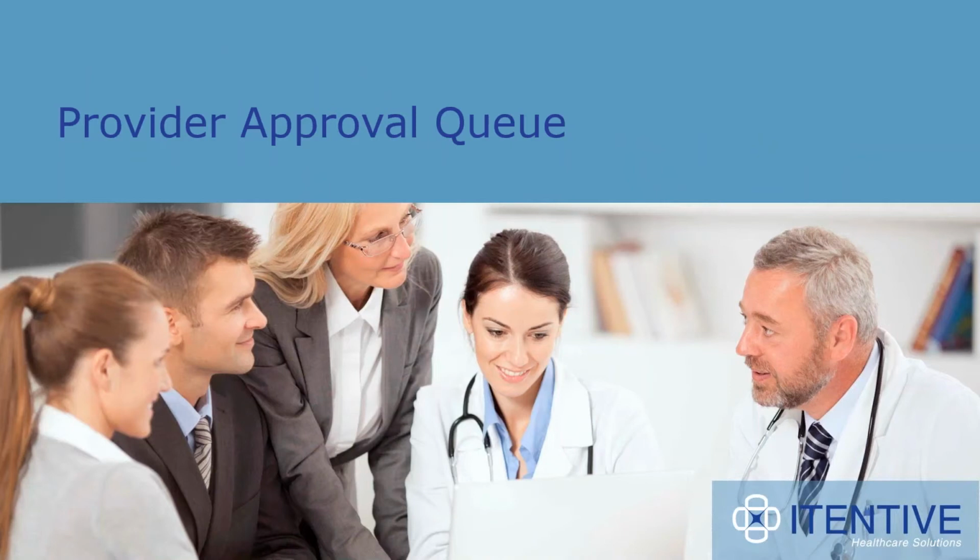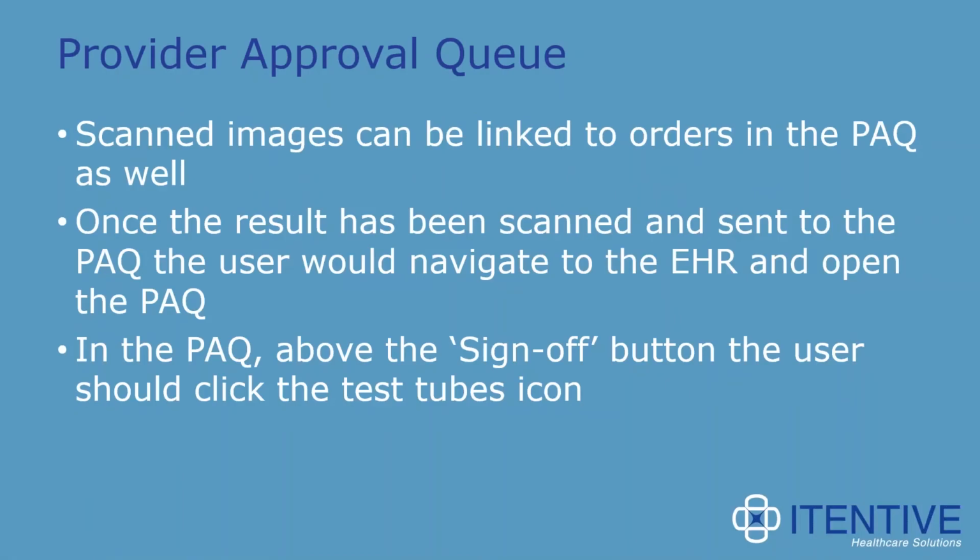Now, we're going to move on to how this works in the provider approval queue. A little bit different as we go through this. In the provider approval queue, scanned images can be linked to orders in the PA queue as well. Once the results have been scanned and sent to the PA queue, the user would navigate to the EHR and open the PA queue. So your provider or anyone participating in sign-off would move there, and above the sign-off button, the user should click the Testtube icon.